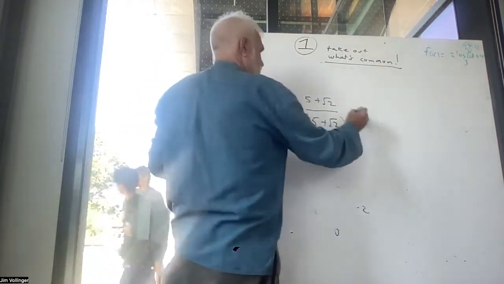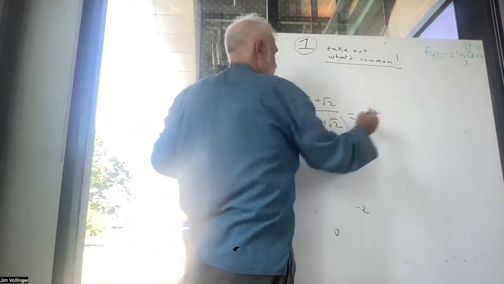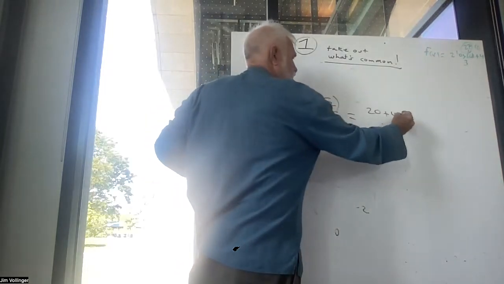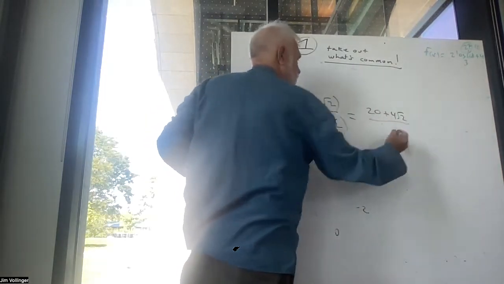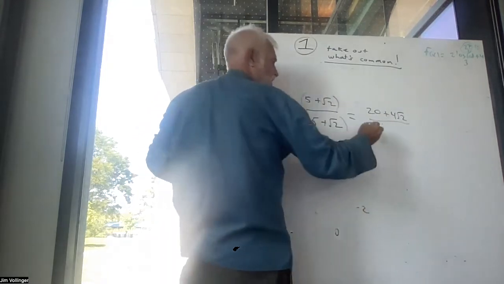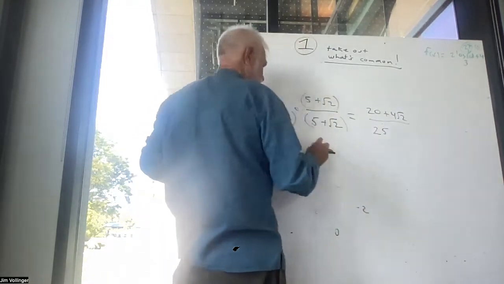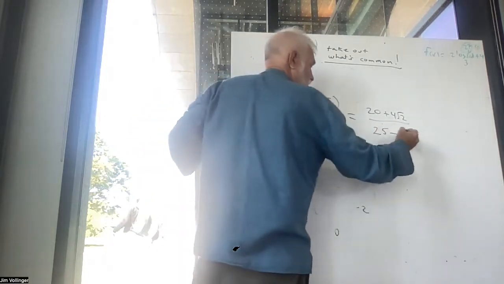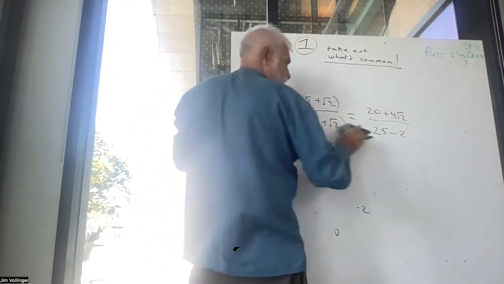Okay, so what does this become? This becomes 4 times 5 is 20. Right, it's in parentheses. 4 times √2 is 4√2. And now we're dividing by 5 squared, 25. √2 times √2 is 2, so it's minus 2. So there's your 23.